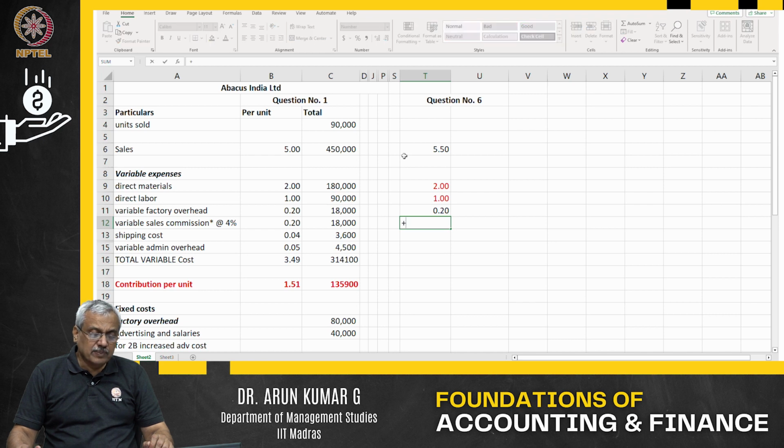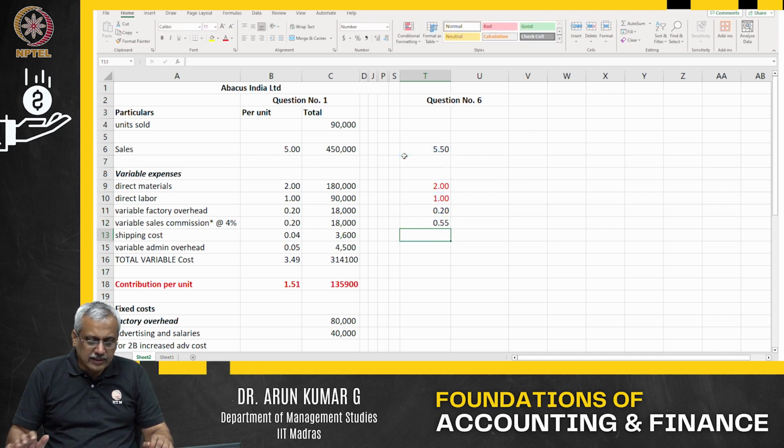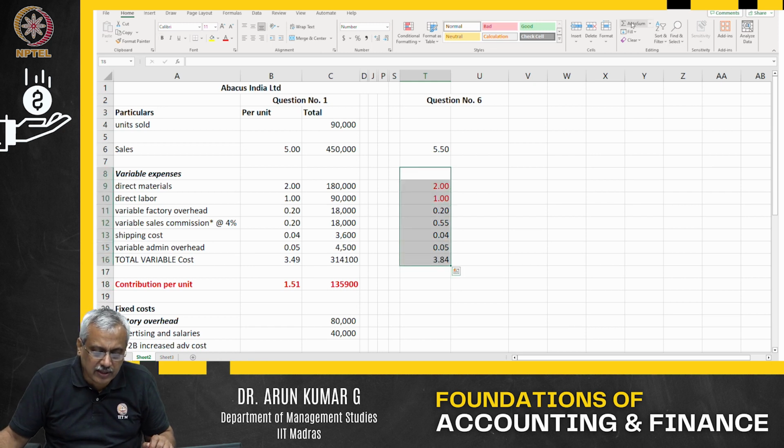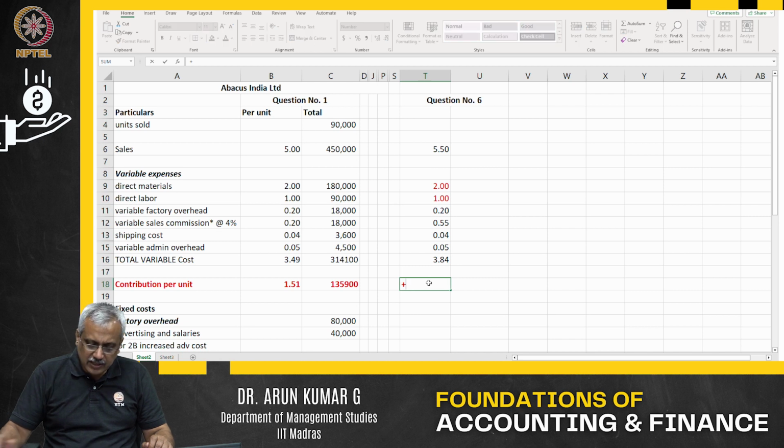Commission increased to 10%. So this is the sale, and this into 0.1, this is the commission out there. Shipping cost is going to remain exactly the same out here, and then my variable overhead is 0.05. This is also going to remain the same. So let me see what is going to be my total variable cost out here. What's going to be the contribution? Yes, this is going to be the contribution out there.